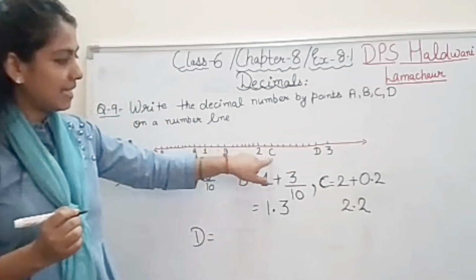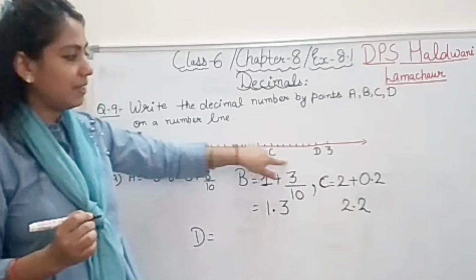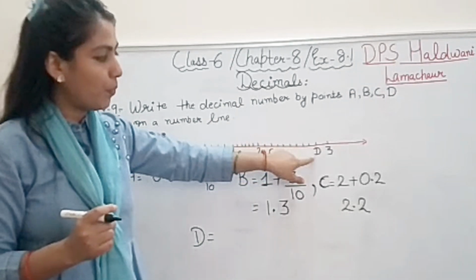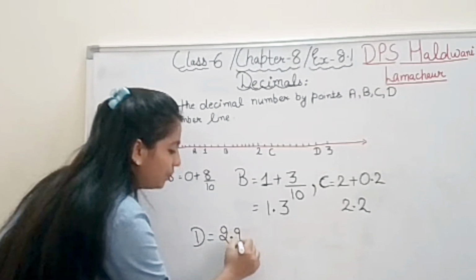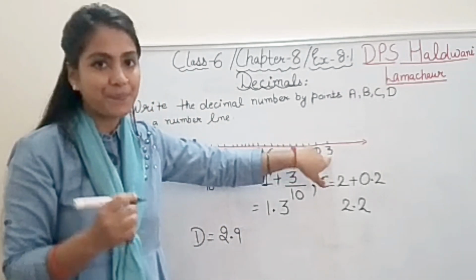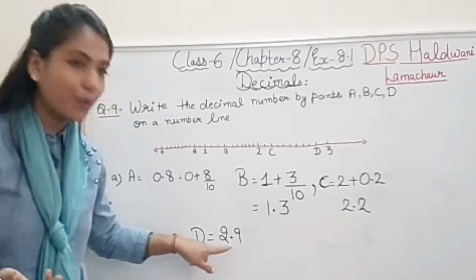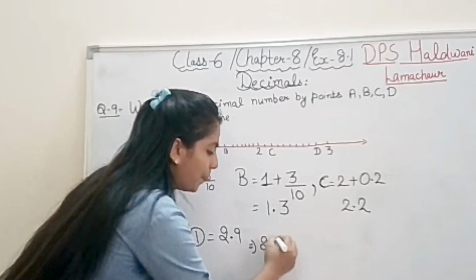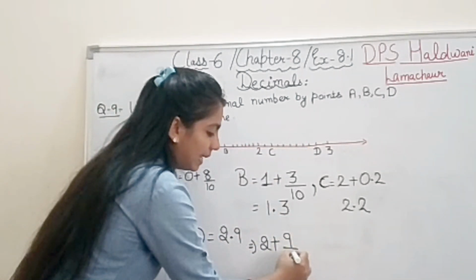Directly D, C is here, and 2 and 3. In between 2 and 3 there are 9 points. 2.2 is C and 2.9 is D. So after 2.9 there would be 3. Right, student? So D point is situated at 2.9, and in fraction how will you write? After 2 plus 0.9 or 9 upon 10.